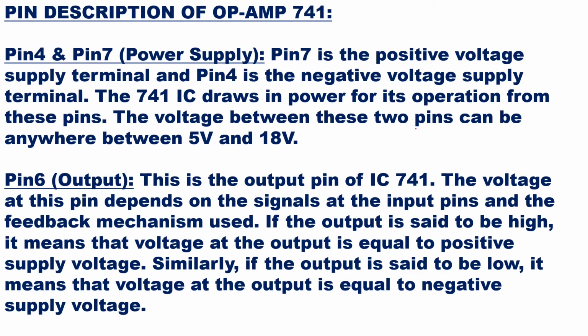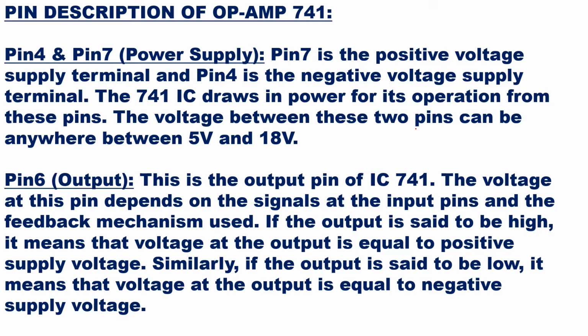Then if you go to the pin description, pin number 4 and pin number 7 are the voltage supplies, that is the power supply. Pin number 7 is the positive voltage supply terminal, and pin number 4 is the negative voltage supply terminal. The 741 IC draws power for its operation from these pins. The voltage between these two pins can be anywhere between 5 volt to 18 volt. So we usually use 12 volts.